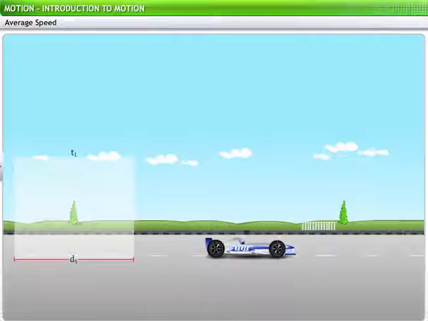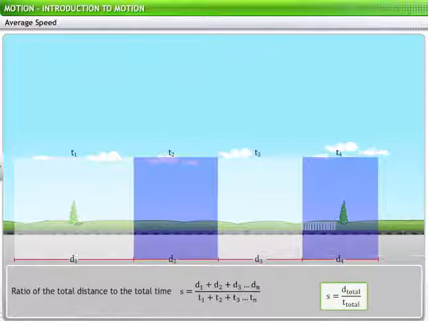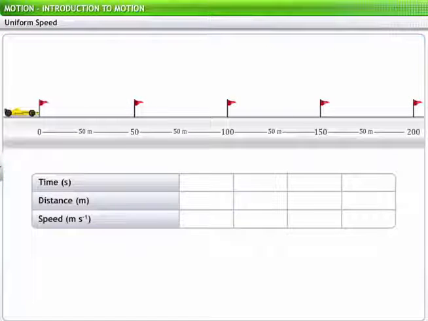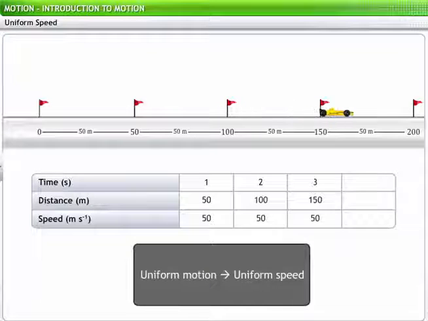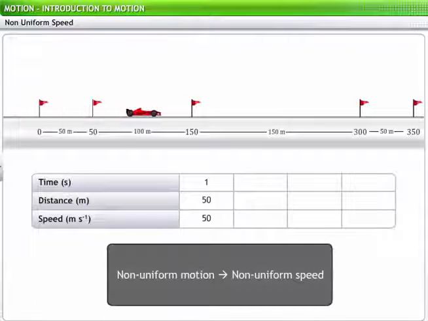The average speed of an object is the ratio of the total distance covered by the object to the total time taken by it for covering that distance. Like motion, speed can be uniform or non-uniform. Thus, an object in uniform motion has uniform speed, and an object in non-uniform motion has non-uniform speed.